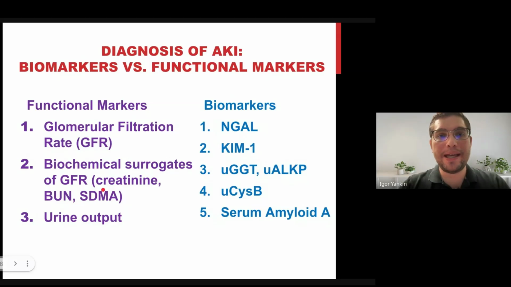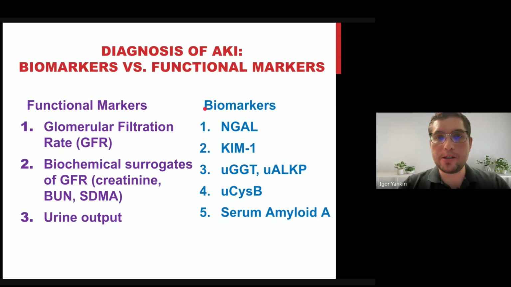These are biochemical substances that you can measure in the blood, and based on their levels, estimate the GFR in your patients. We call them surrogates of GFR. It's not a direct way to measure GFR; it's an indirect way, and it's very convenient, cheap and non-invasive. However, it's not as accurate as a direct way to measure GFR. And then you can use urine output as a functional marker. It's not perfect, and we'll talk about that. There are a lot of limitations, but in theory, it is also a variation of functional marker.